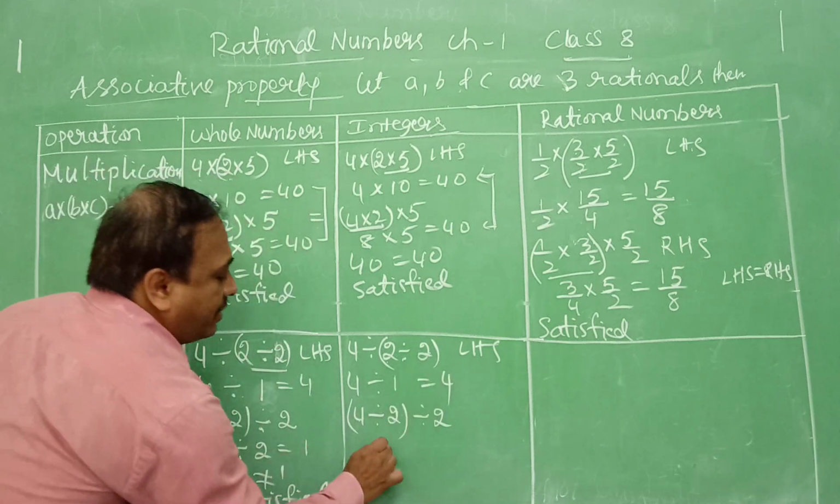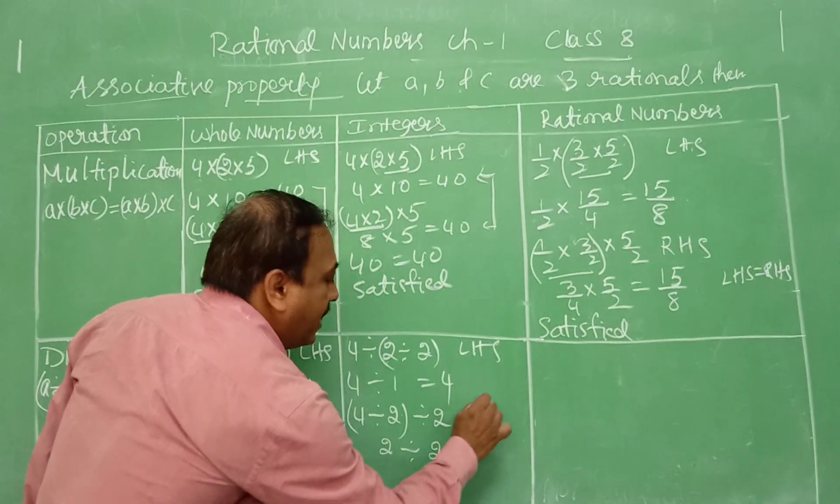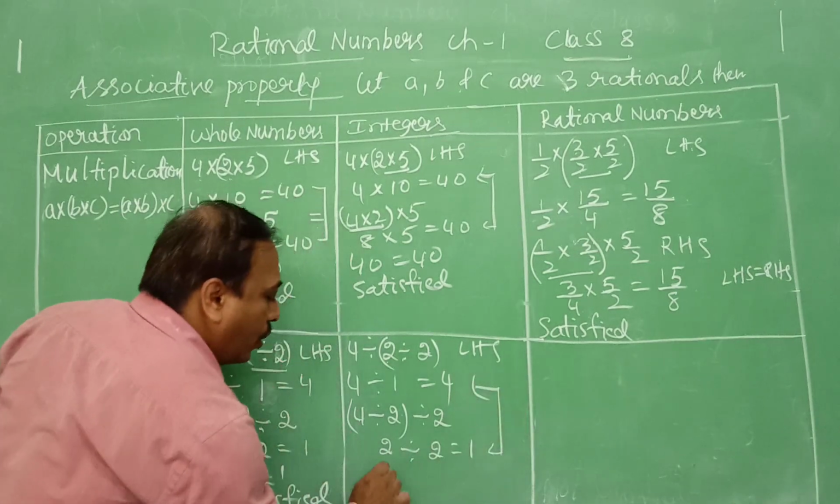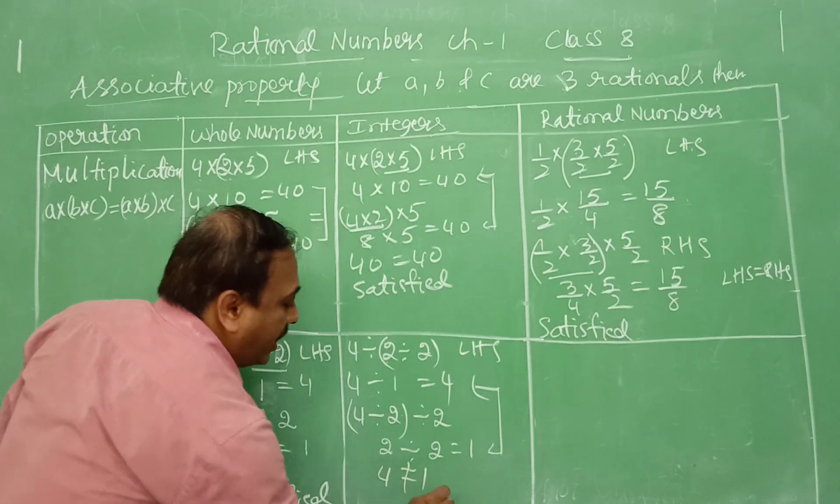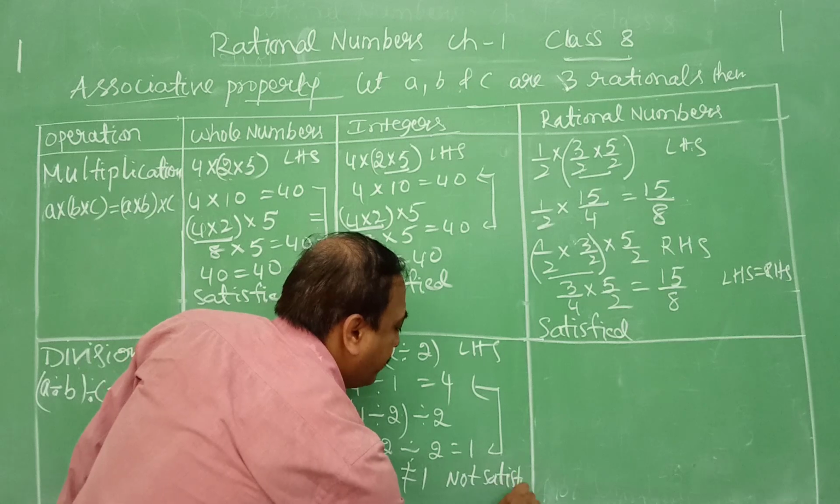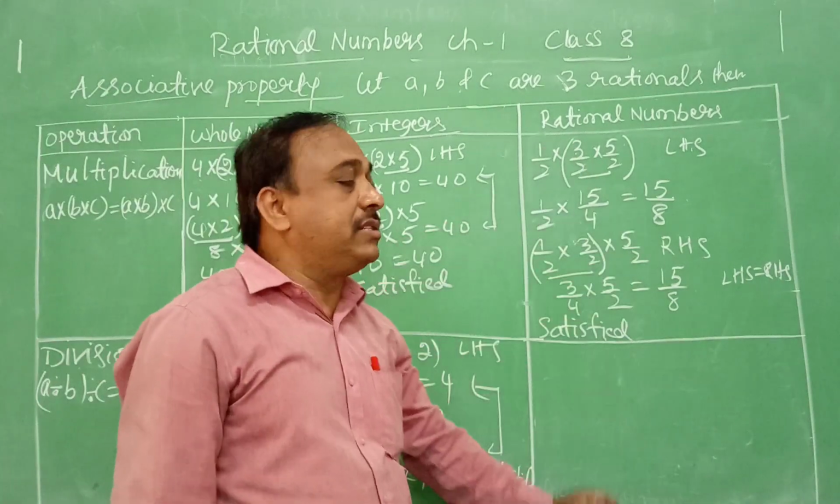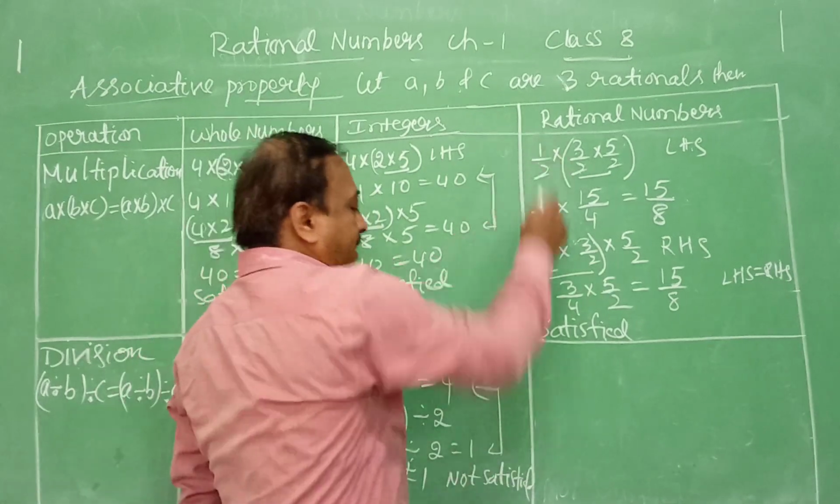So 4 divided by 2 is 2, 2 divided by 2 is equal to 1. Are these two equal? No. So 4 is not equal to 1. So therefore not satisfied. Even if you take the examples for the division also, observe it.